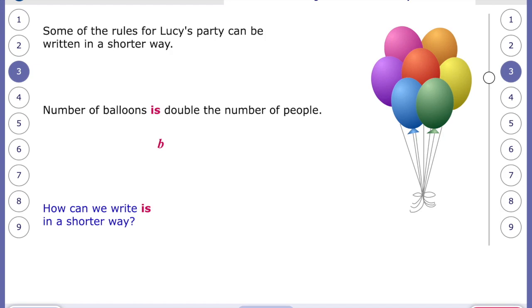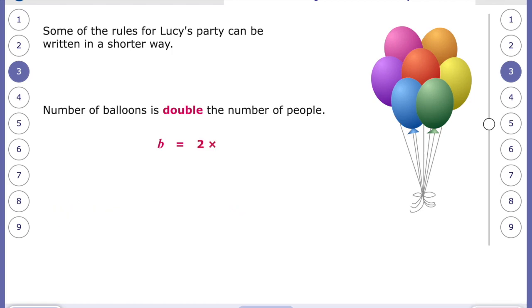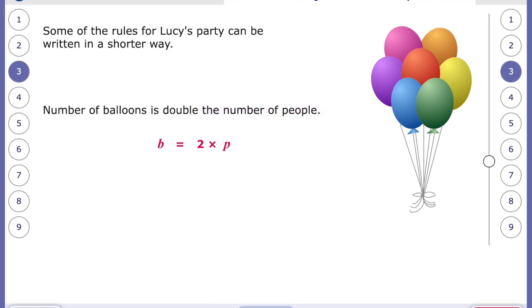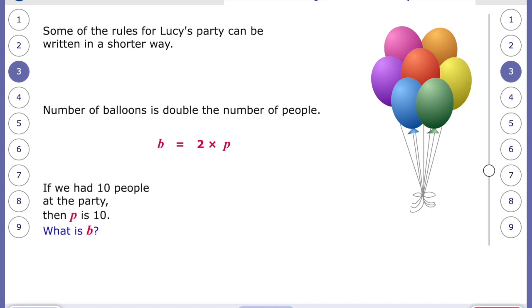Now the number of balloons is double the number of people. How can we write this in a shorter way? Well, we can write equals. So balloons equals double, well that's times by 2. And we could abbreviate the number of people to people, or P. So the number of balloons could be 2 times P. So B equals 2 times P. So we can start to introduce some algebra.